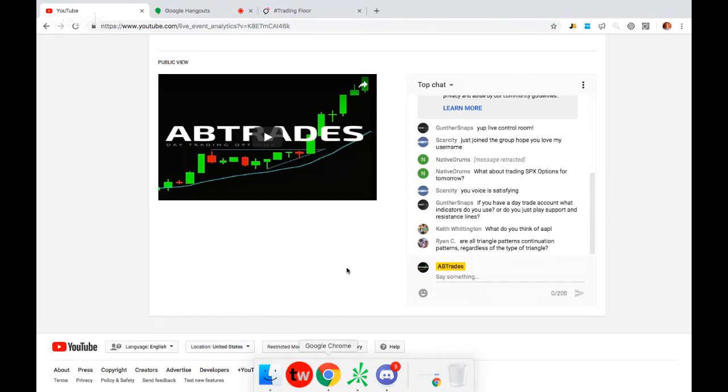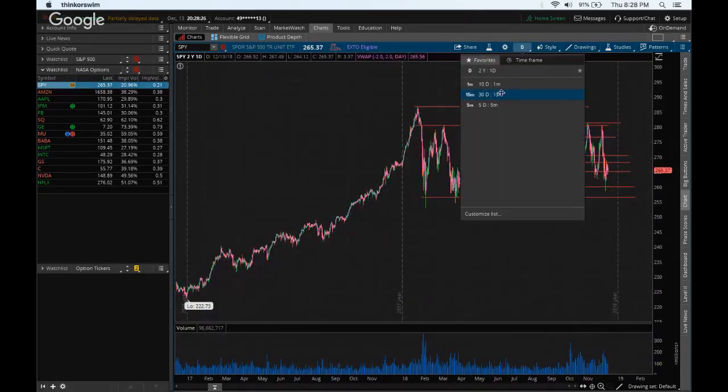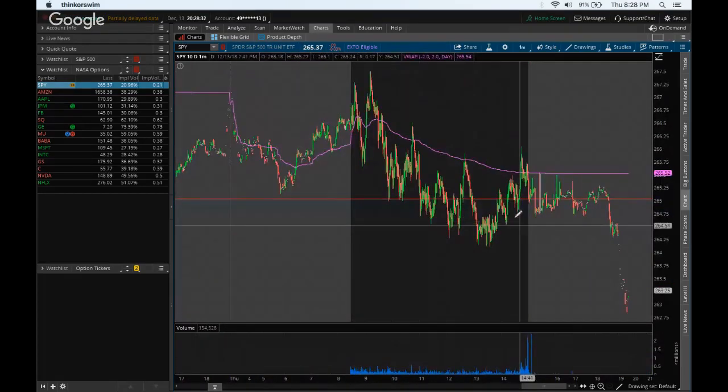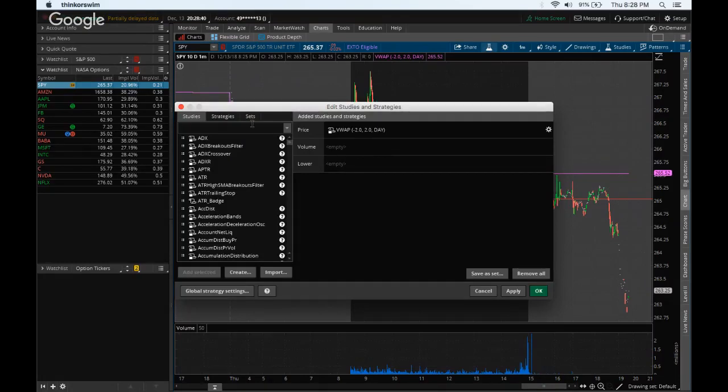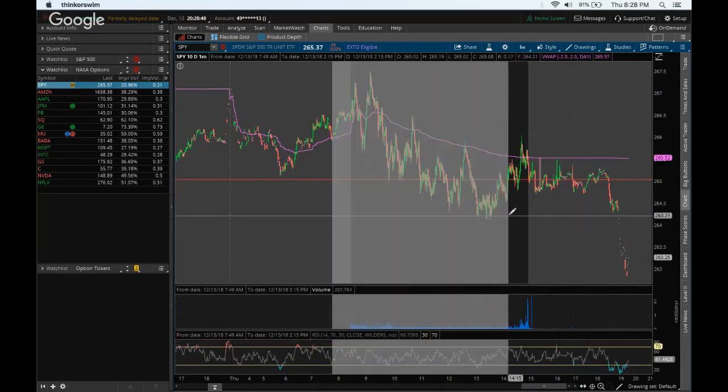If you have a day trade account, what indicators do you use, or do you just play support resistance lines? So Gunther, first off, thanks for helping me figure out how to view the chat. And second, I use support and resistance lines mainly, and I also use VWAP. As you can see here, VWAP is like the only thing I have on my chart. And then when we start to make new highs and new lows, I will add RSI just to see if I can see some RSI divergence, but it's not something I necessarily like to have all the time. What I really need is support and resistance lines, and I need my VWAP.